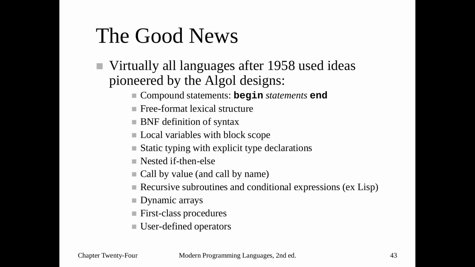This is, like I said earlier, the BNF, the Backus-Naur form for describing syntax, came from the Algol project, and we'll talk about that in the next lecture. Local variables with block scope came from this. Stack typing, nested if-then-elses, call by value, recursive subroutines and conditional expressions, dynamic arrays, first-class procedures, user-defined operators. All this stuff came from Algol.